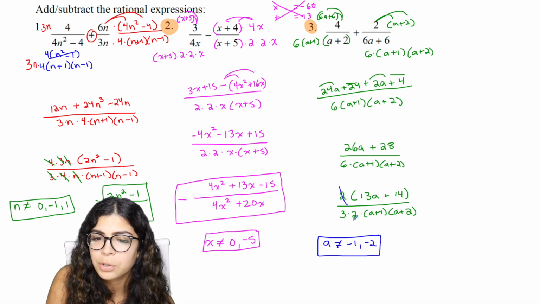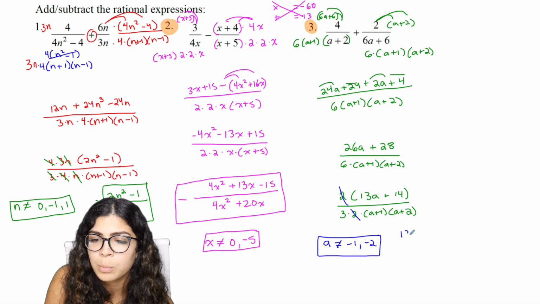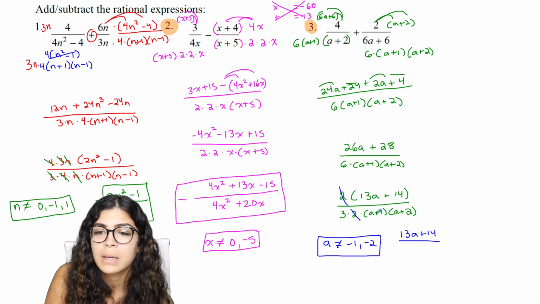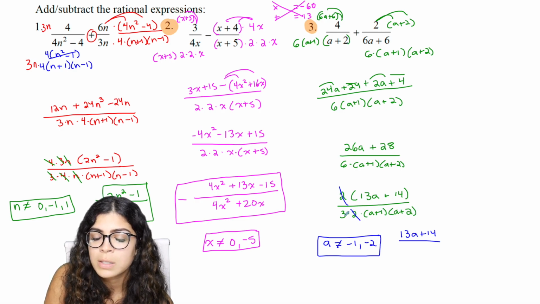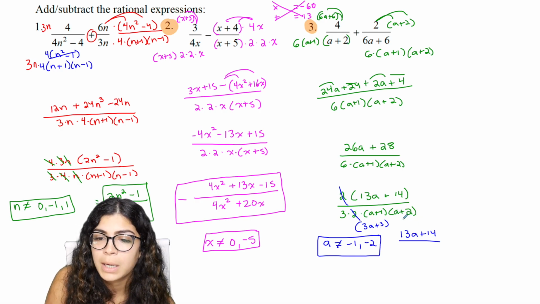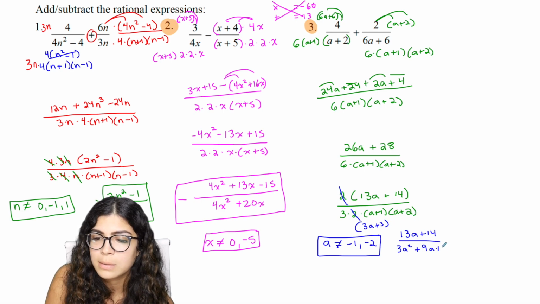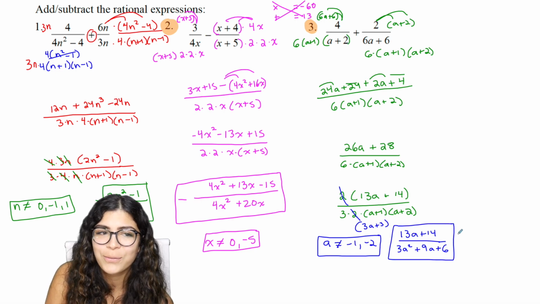And we have a common factor of 2 that cancels on top and bottom. So the numerator is just 13a plus 14. And in the denominator, we have 3 times a plus 1 times a plus 2. So let's multiply 3 times a plus 1 first. So we have 3a plus 3. And 3a times a would be 3a squared. And 3a times 2 would be 6a. 3 times a would be 3a. 6a plus 3a would be 9a. And 3 times 2 is 6. So that is it. All right, hopefully you got those 2 right.